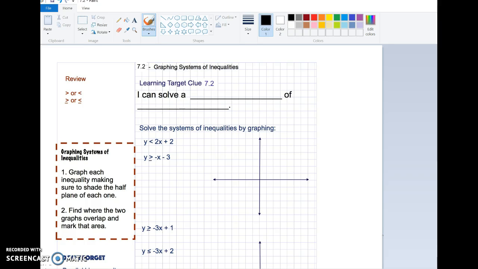And our learning target clue is I can solve a system of inequalities. And the way we're going to do that is by graphing.